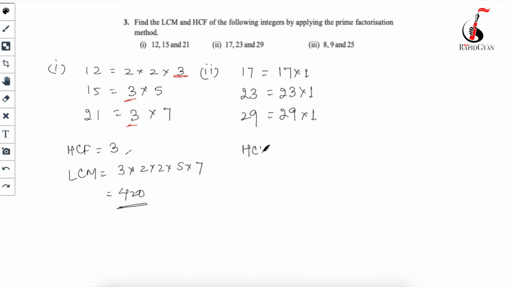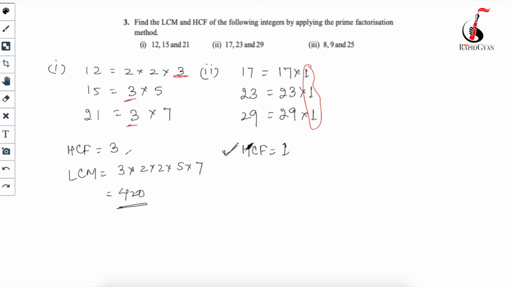So what will be your HCF? What's common in this? 1 is common. So your HCF will become 1. What you are getting from this is that the HCF of 2 prime numbers or 3 prime numbers will always be 1. Just remember this: the HCF of 2 or more than 2 prime numbers is always 1.